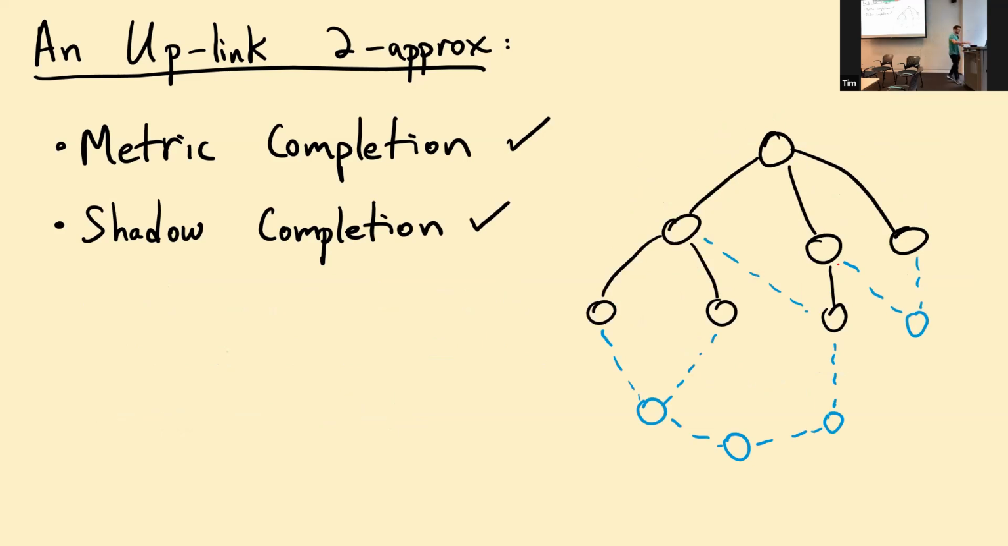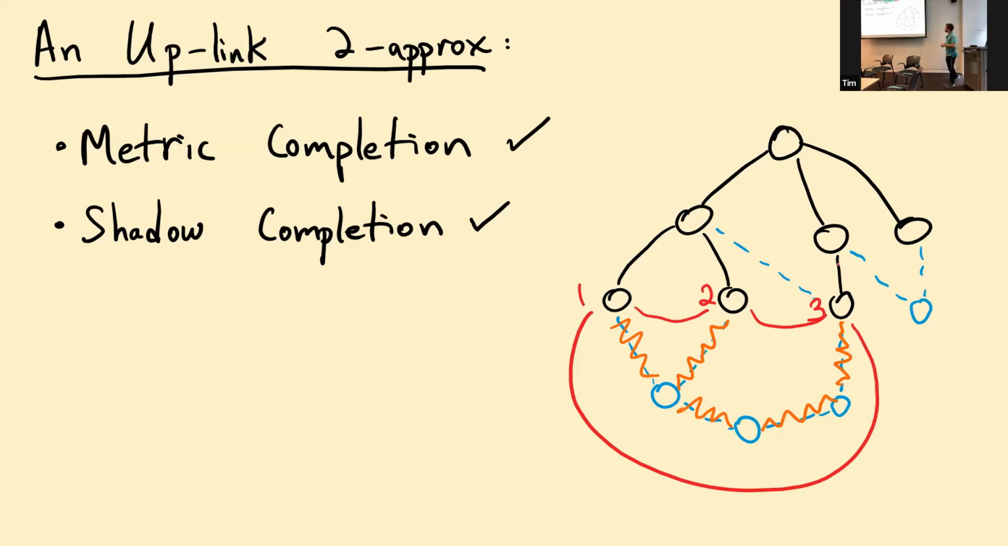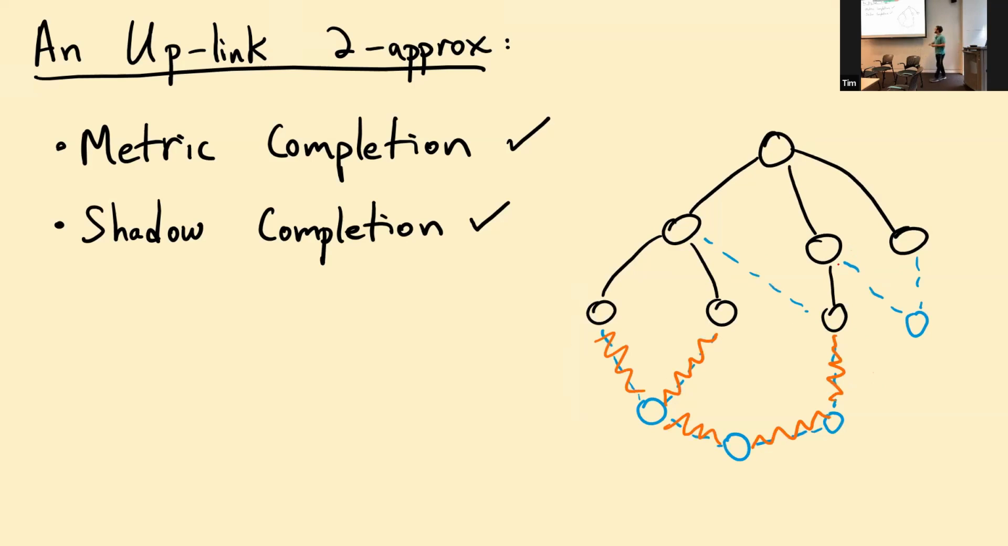And now we will use this to give a two-approximation. Focus on the optimal solution to the Steiner tree augmentation problem, and in particular one connected component of it. Let's say it's this orange component. What I'd like to do is show there's an uplink solution of at most twice the cost.